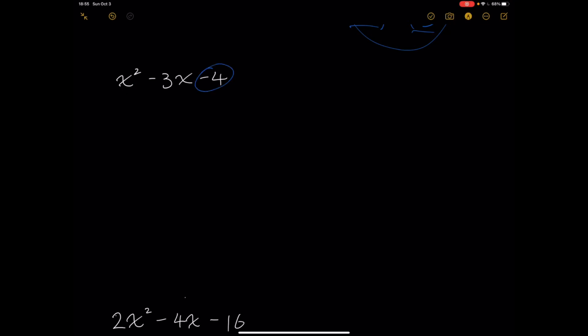So here we have negative 4. The two possible factors are plus minus 1 times plus minus 4, plus minus 2 times plus minus 2. And now we look at the middle number, the negative 3. So we gotta go with plus minus 1 and plus minus 4.